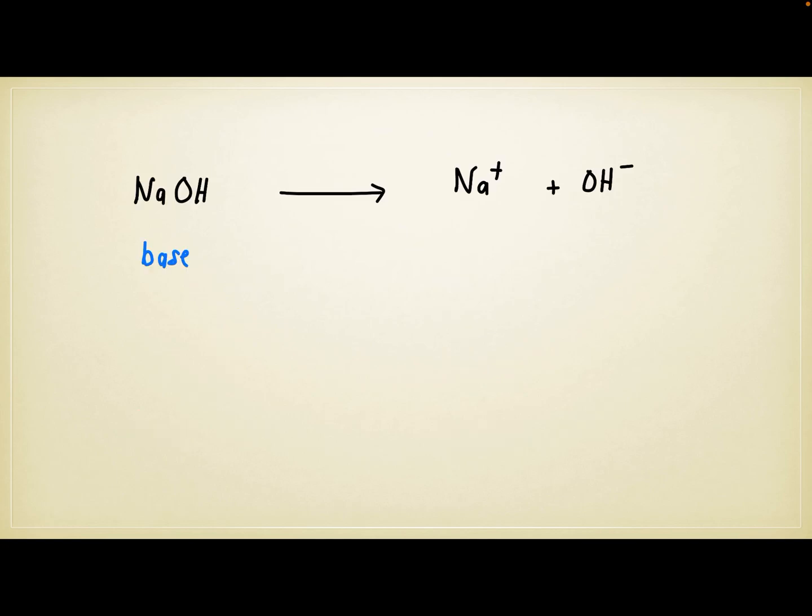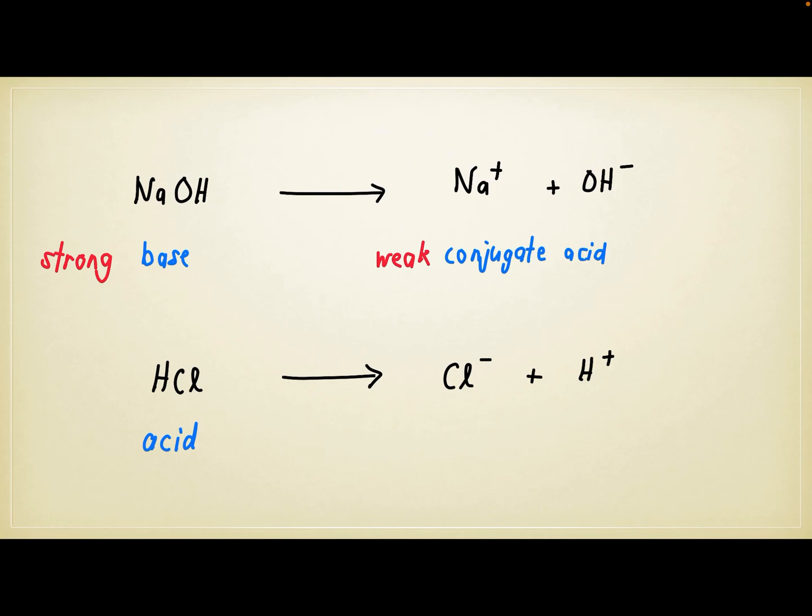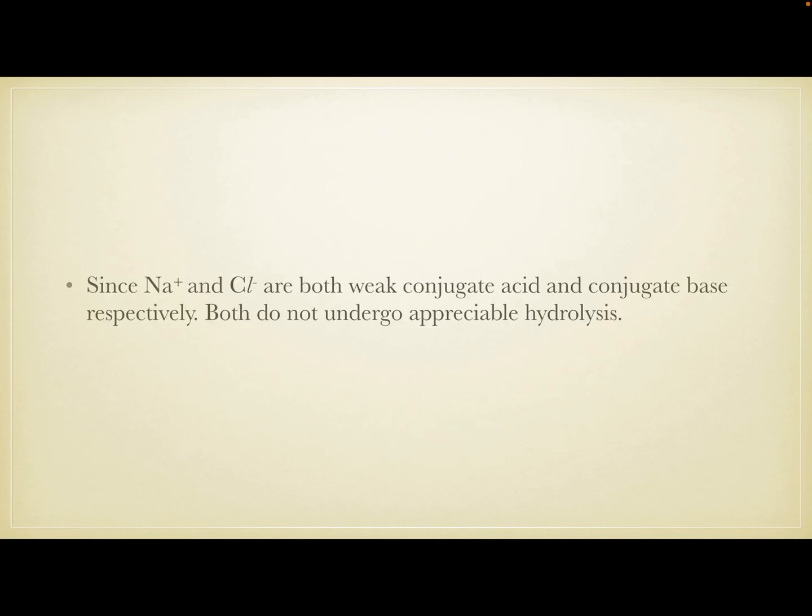So sodium hydroxide as a base produces Na plus as its conjugate acid, and since sodium hydroxide is a strong base, Na plus is a weak conjugate acid. And similarly, HCl is an acid producing Cl minus as its conjugate base, and since HCl is a strong acid, Cl minus is also a weak conjugate base. And since both Na plus and Cl minus are a weak conjugate acid and a weak conjugate base, both do not undergo appreciable hydrolysis. So both do not contribute to the acidity or basicity of the solution. Therefore, the salt is neutral.